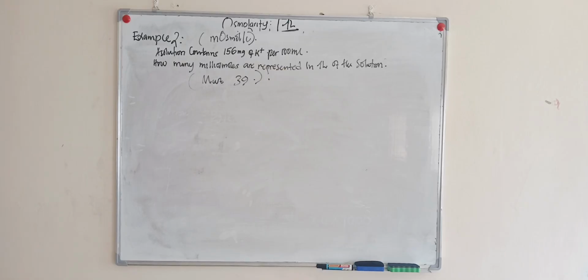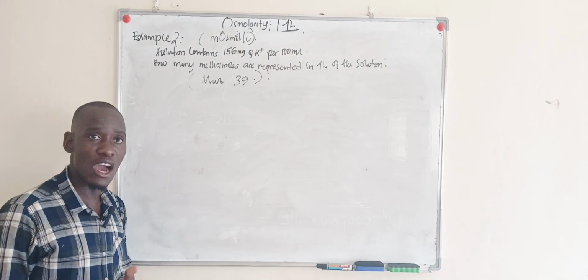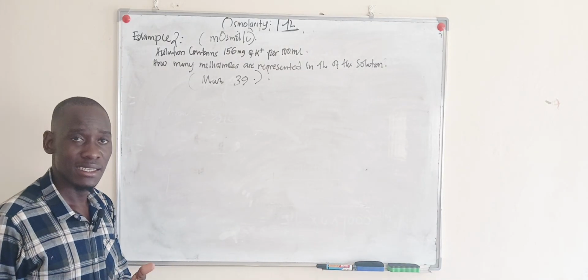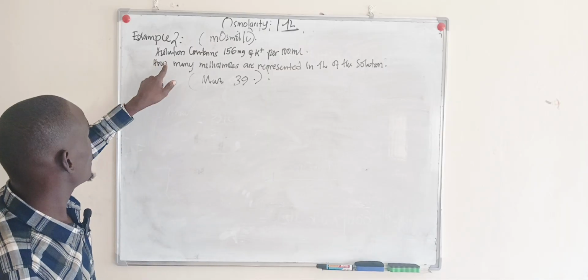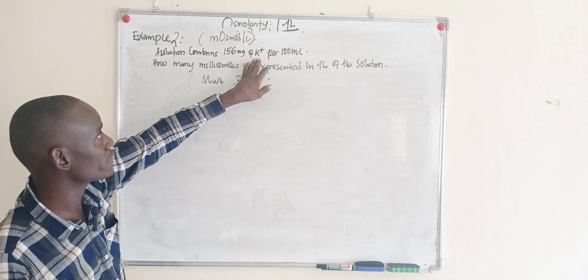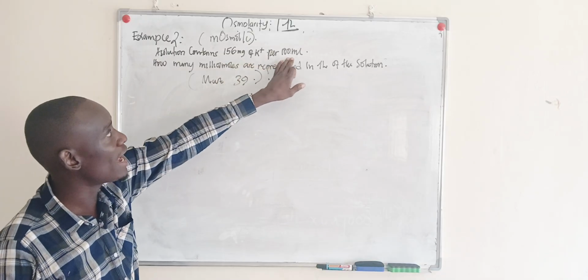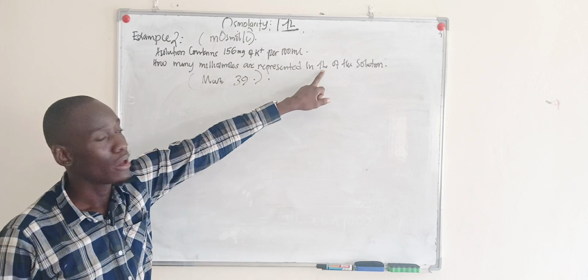In our second example, you can feel free to pause this video and calculate it out and see whether you can get the same answer with me. A solution contains 156 milligrams of potassium ion per 100 mils. How many mOsmols are represented in 1 liter?